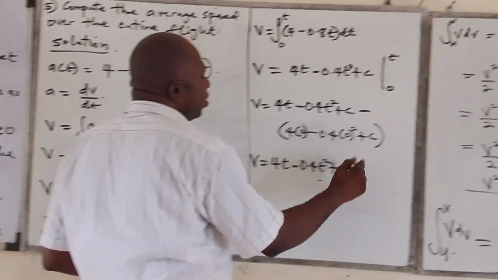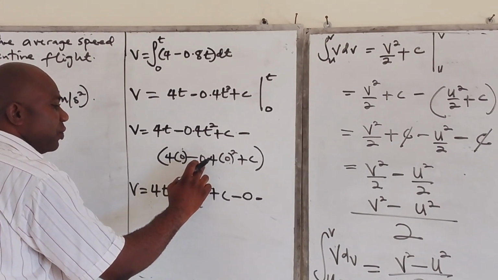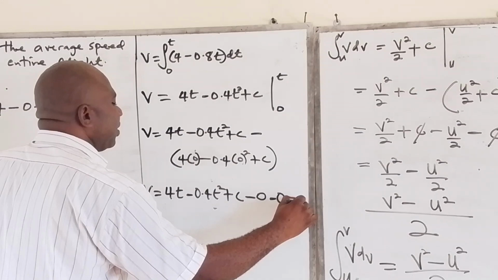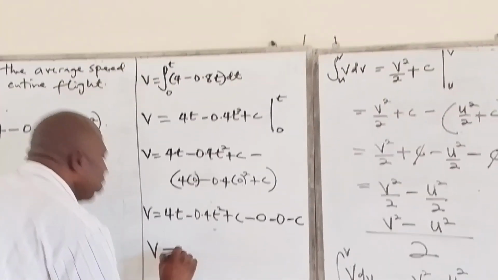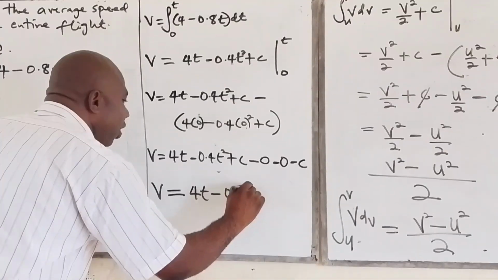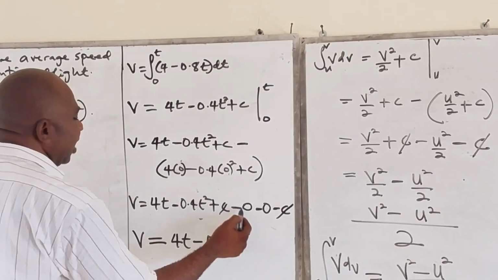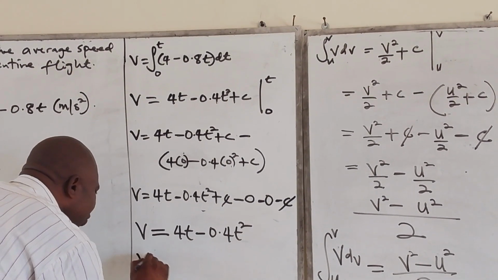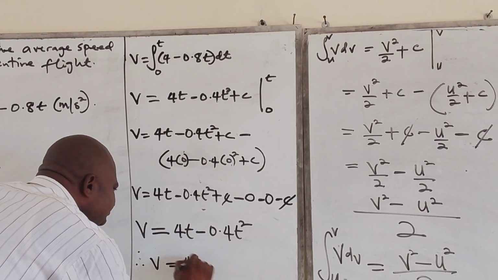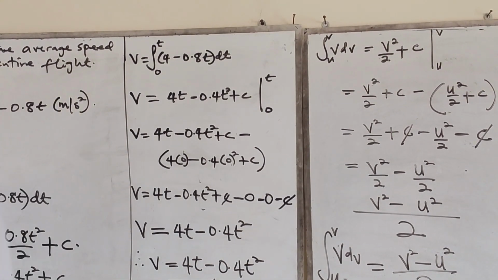So opening this bracket, this becomes 0 minus, this becomes another 0, because 0 squared is 0 times this will give you 0. We have 0, then minus plus is minus, so we have minus c. It means our v now will be equal to 4t minus 0.4t squared. Now c minus c will go with this, this c will go with this c, and this is 0 minus 0. So our v will be equal to 4t minus 0.4t squared. Now this is the velocity.